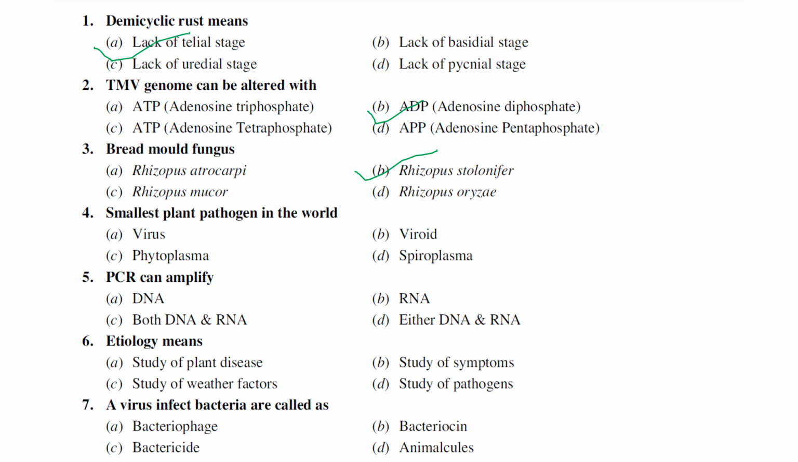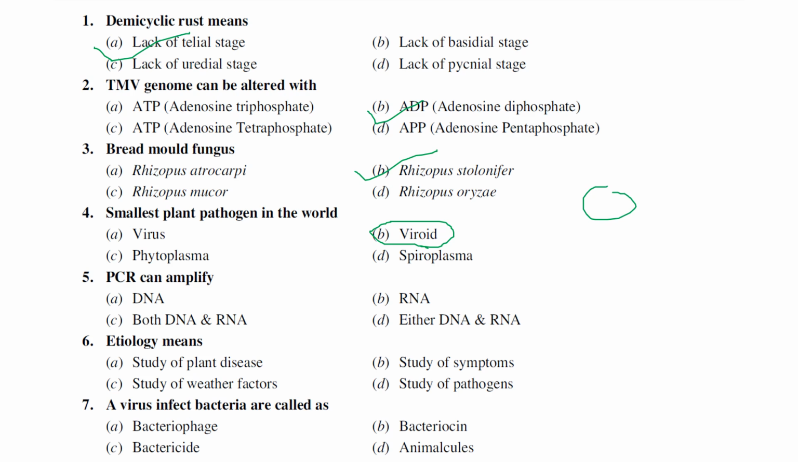The smallest plant pathogen in the world: virus, phytoplasma, viroid, or spiroplasma. Among all these groups of plant pathogens, viroid is the smallest plant pathogen in the world that we know so far. Virus is small, but viroid is 100 times smaller than a virus. Phytoplasma and spiroplasma are more or less similar to the size of a virus, sometimes even bigger. But viroid is the smallest plant pathogen reported so far. It is actually 100 times smaller than a virus.